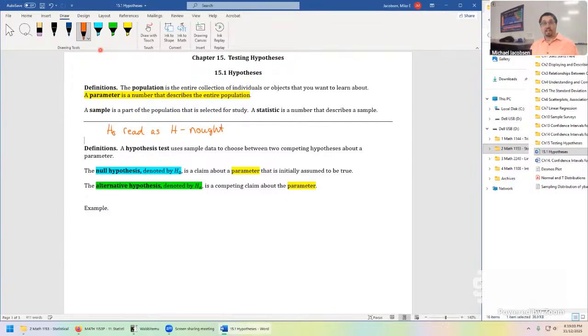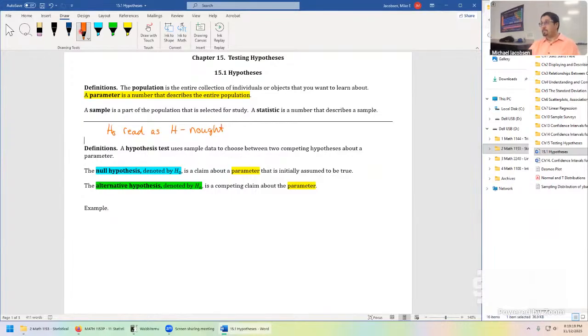Naught is just another way to say 0. So you could also just say H sub 0 or H0. Often it's just said H naught. The null hypothesis H naught is a claim about a parameter.